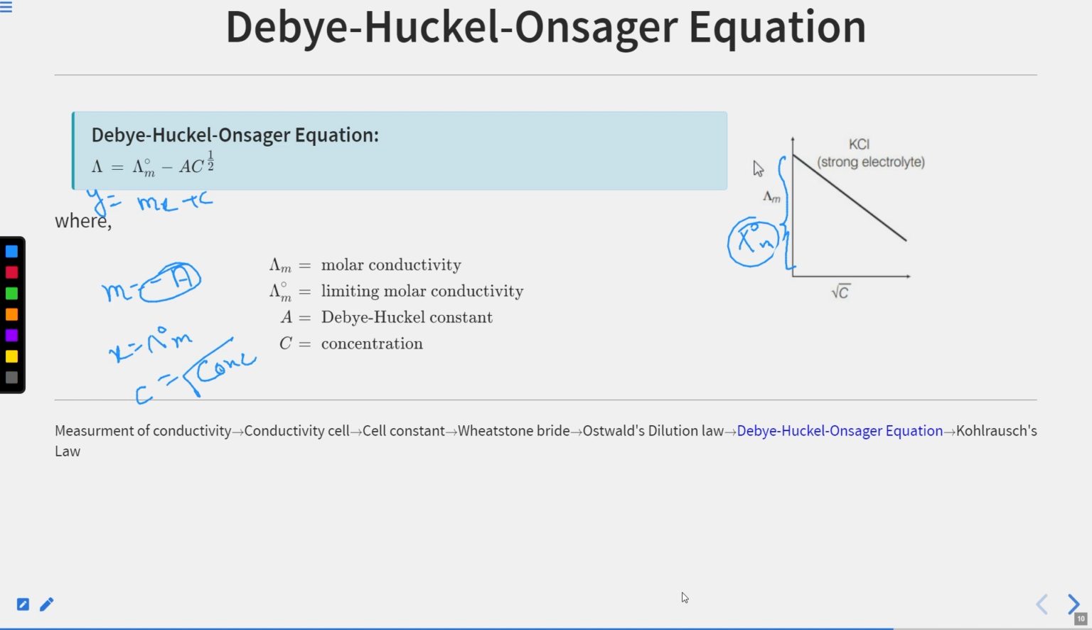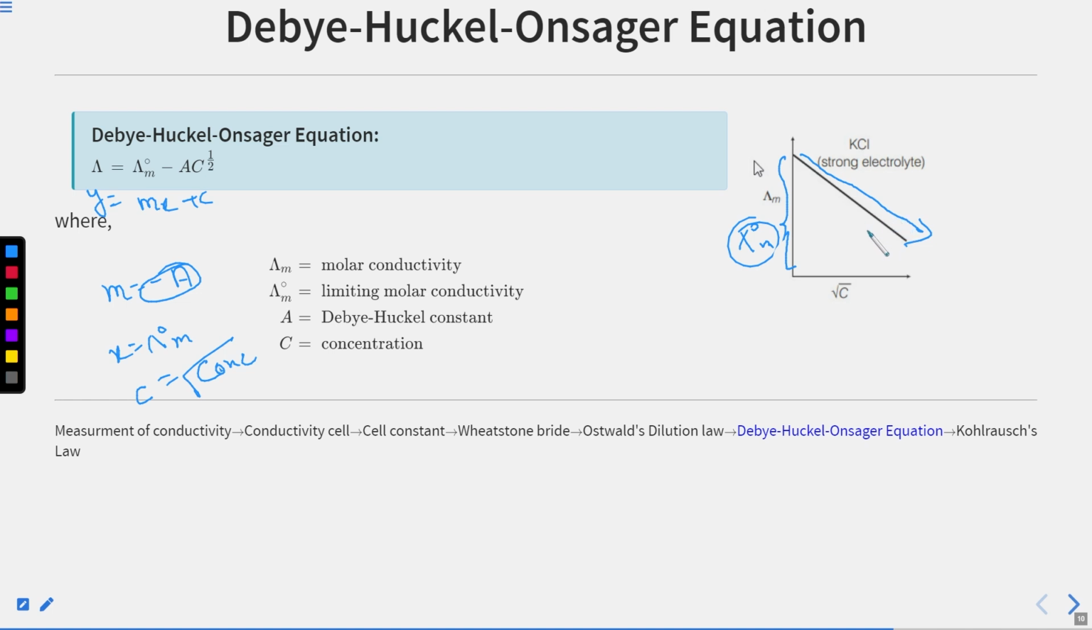This means we are taking a large amount of solvent and putting in a negligible amount of electrolyte, and whatever will be our conductivity or molar conductivity will be our limiting molar conductivity. So in this case we can see why it is called limiting, because after this we will get a reduction. As we increase the value of root C, we will see a decrease in this slope. So the slope is decreasing in this fashion.